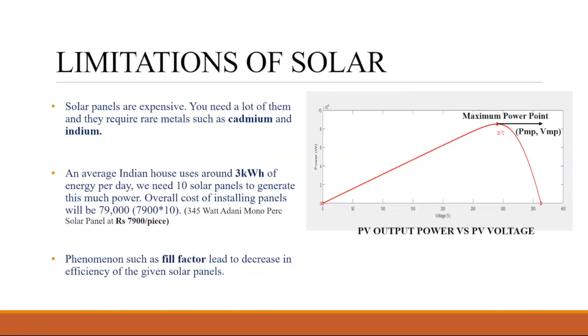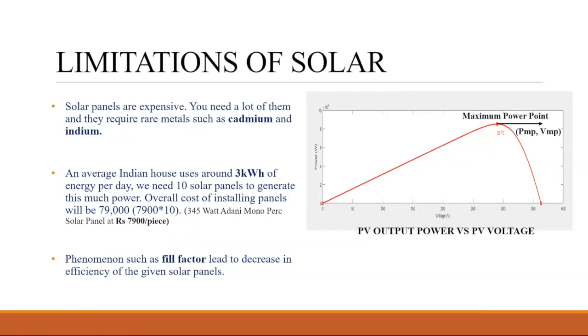Another factor, now a technical factor, is the fill factor, which leads to a decrease in the efficiency of solar. Now what is fill factor? I will explain, it's pretty easy. We will draw a curve, okay? This axis depicts current, and this axis depicts voltage. For a photovoltaic cell, the curve is like this. You will see this in the data sheet provided by the manufacturer.